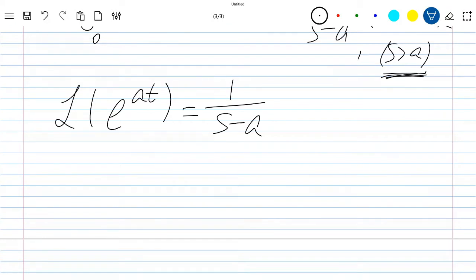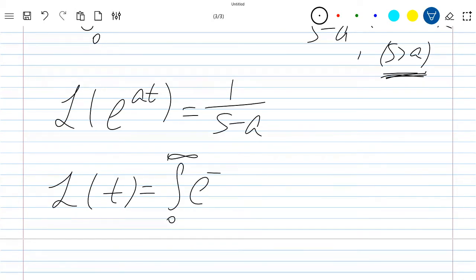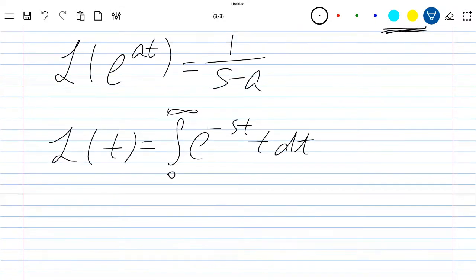So we have seen two functions. And let's see another function, t. Yeah, a very simple function. And then let's see what we have: the integral of e to the negative st, t, dt. Well, then you have to use integration by parts, right? So you have, oh sorry, positive integration.